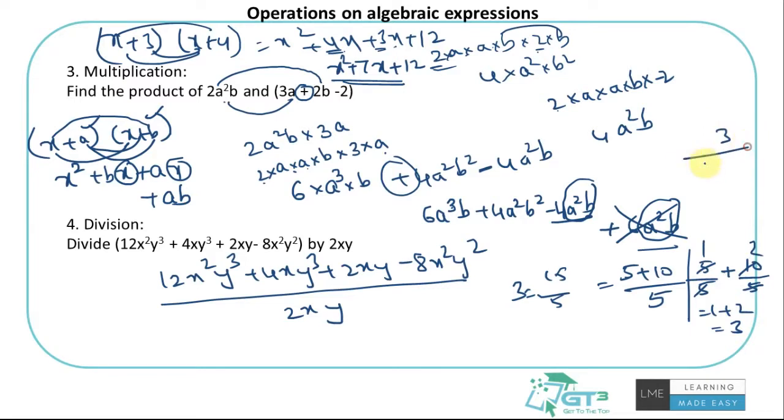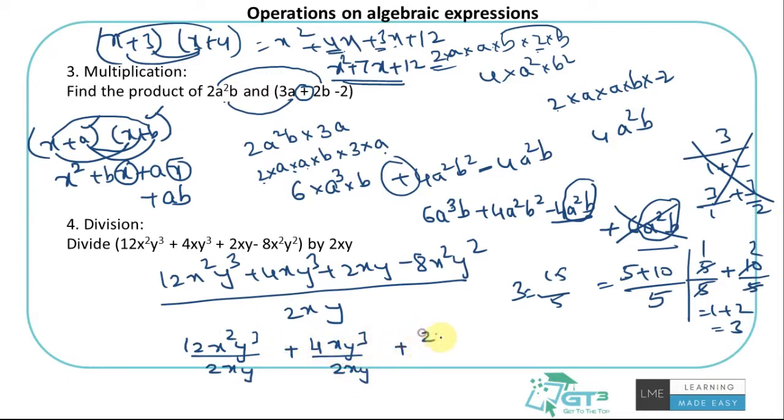If I have something like 3 by 1 plus 2, this I cannot break as 3 by 1 plus 3 by 2. Okay, this is absolutely wrong. Only numerators, yes, I can break them, and then the same denominator I can keep. Right? So similarly for this also I can do this as 12x square y cube by 2xy plus 4xy cube by 2xy plus 2xy by 2xy minus 8x square y square by 2xy.